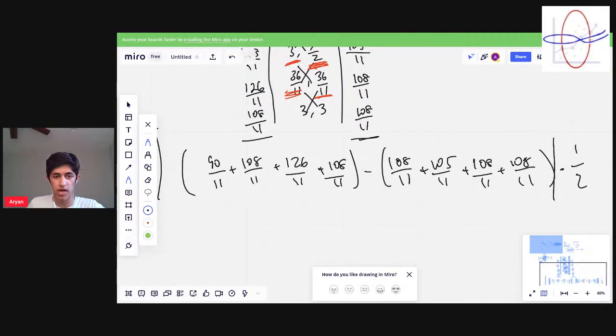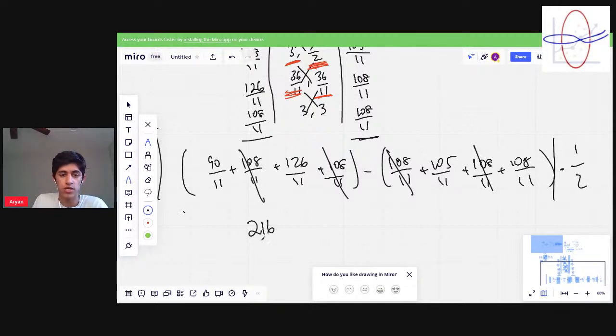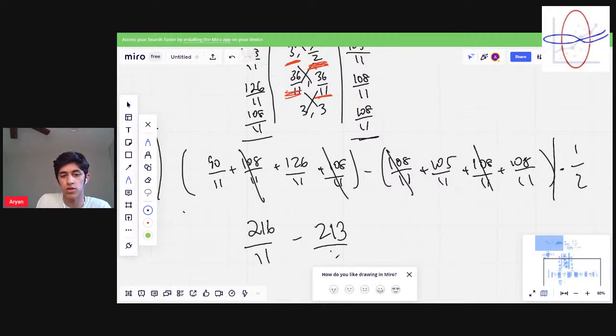I know it looks kind of like black magic where you might not understand, but this is pretty much how it works. And the proof of this is kind of long and complicated. So basically we'll see 108 over 11 and 108 over 11 cancel. Then this 108 over 11 and this 108 over 11 cancel. So what are you left with? From the first term, all we have is 216 over 11, subtracted by 105 plus 108, which is 213 over 11. So then this is equal to 3 over 11, and multiplying this by half, you get 3 over 22.